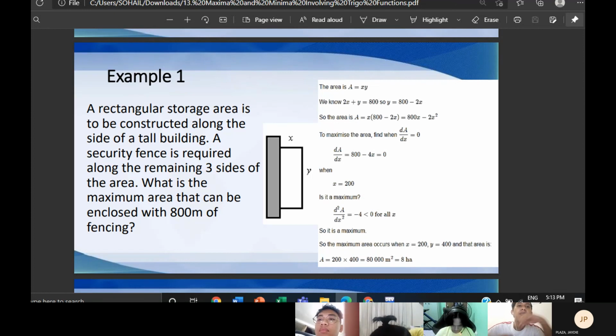So, ngayon, yung area, di ba, ang area, ang equation doon, x times y. So, 200 times 400 is equal to 80,000. So, ang area natin ay 80,000 meters square. So, yun. Tuloy na yung video.